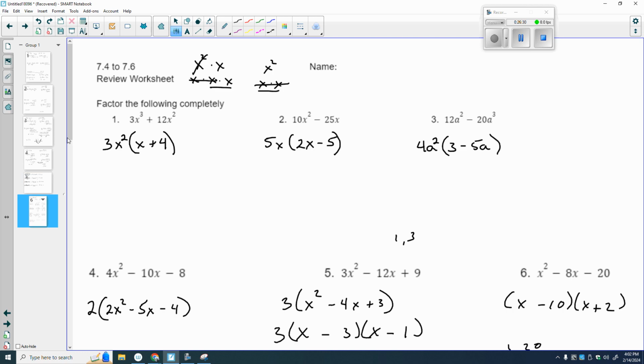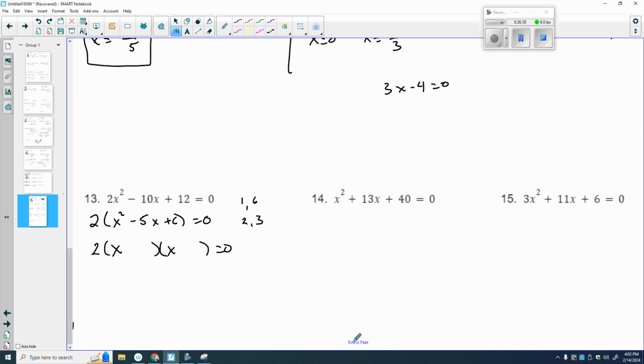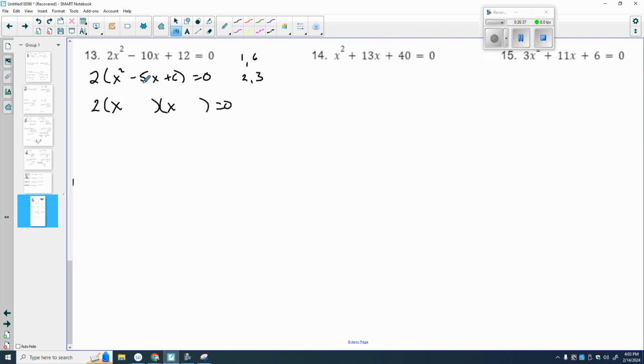So back to my question. Do I add the 1 and the 6? Or do I subtract the 1 and the 6 to get the 5? If this is positive, I have to add these together. So 1 plus 6 would be 7, not 5. So it's not the 1 and the 6. It's the 2 and the 3. They have to have the same sign since that's positive, and whatever's here, that will be the sign. If you understood that, you understand how to factor.